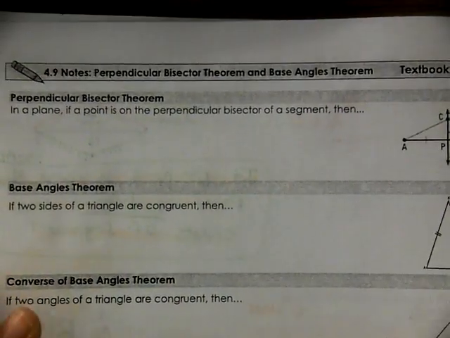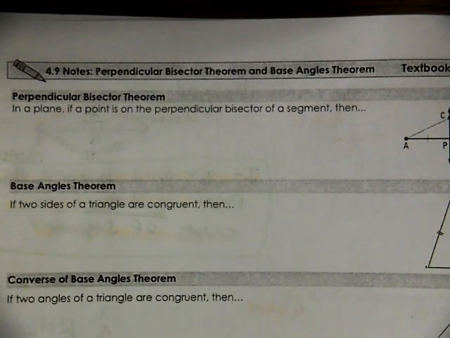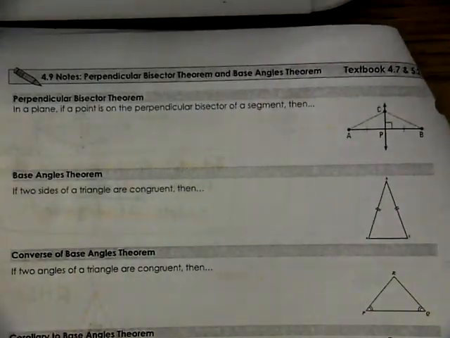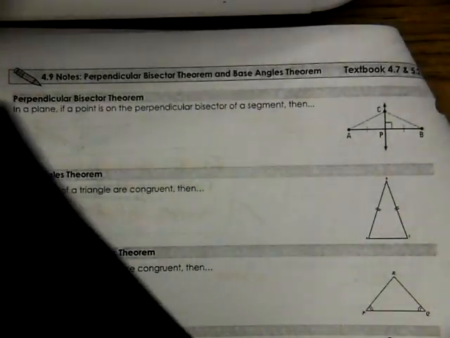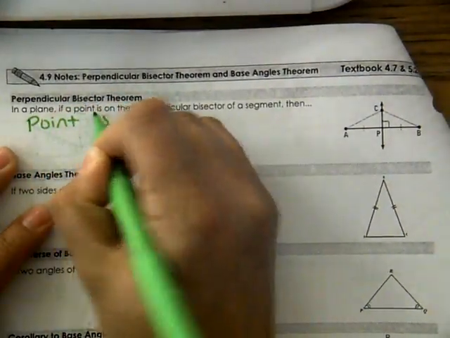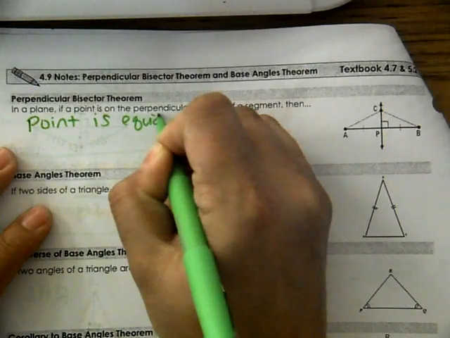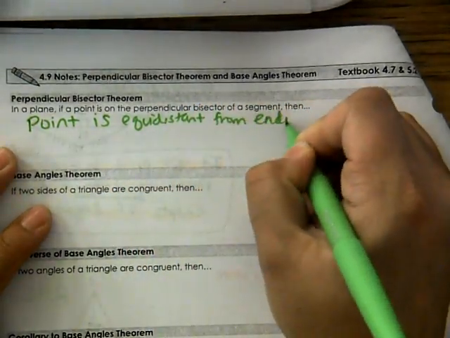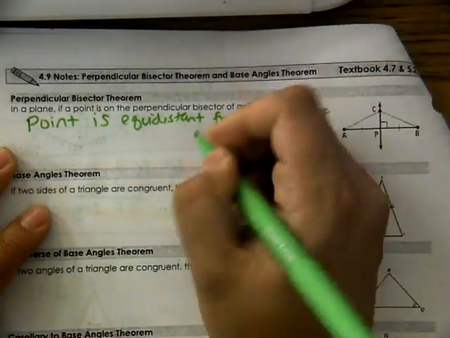So if you go to the back here, the first theorem we start off with is the perpendicular bisector theorem, which says in a plane, if a point is on the perpendicular bisector of a segment, then, and this is the rest of that theorem, just like we wrote on the front, then the point is equidistant from the endpoints of the segment.